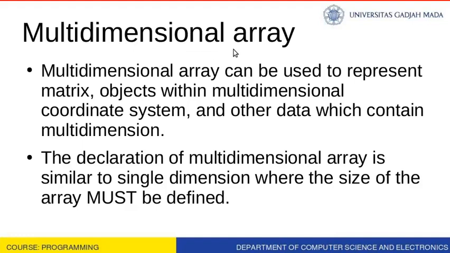What is multidimensional array? A multidimensional array is an array which consists of more than one dimension, and it can be used to represent matrix and then objects within multidimensional coordinate system and other data which contain multidimension.